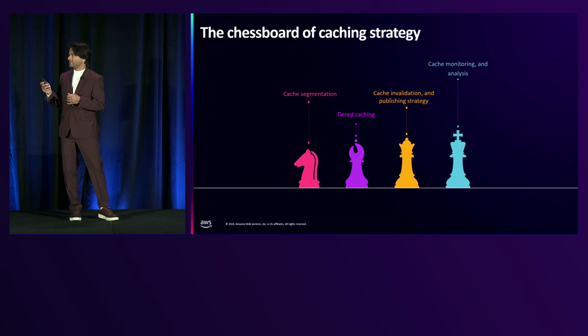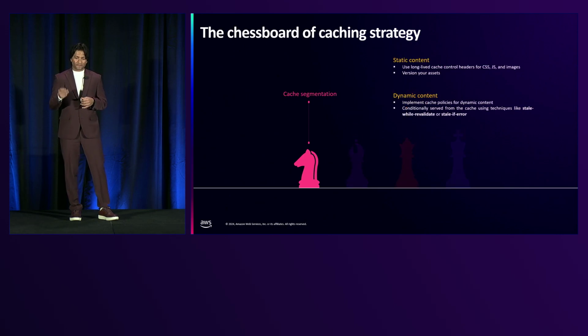with content freshness. Starting with cache segmentation, for static assets, we use long-lived cache-control headers and versioning for smooth updates. For dynamic content, we use cache policies and techniques like stale-while-revalidate to ensure faster responses even as the content is being validated with the origin.